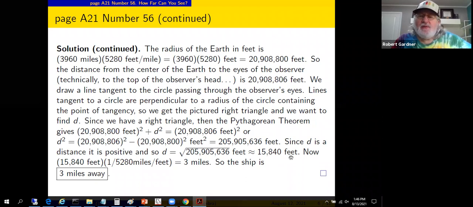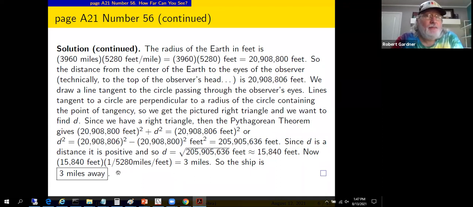Let's take that and convert it to miles to make a little bit more sense. It turns out it's precisely 3 miles. If you divide 15,840 feet by 5,280 feet, then you will get 3 miles. So use a conversion factor again, that'll produce 3 miles. And that ship must be then 3 miles away from the observer. Actually, technically, from the observer's eyes is how far the ship is away.